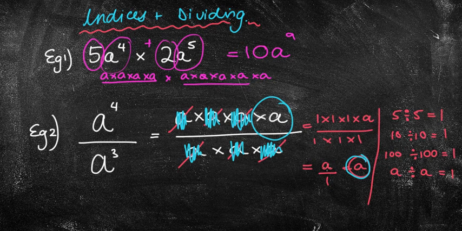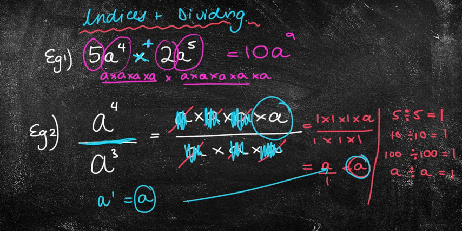Now, there's a bit of a rule. Just like the top one, when we were timesing the numbers together, we were allowed to add the indices together. So what's the opposite of times? Well, the opposite of times is divide. So instead of adding the numbers together, what's the opposite of plus? Subtract. So if I do it the quick way, 4 take away 3 equals 1, and that's just a. And look, that's the exact same answer.